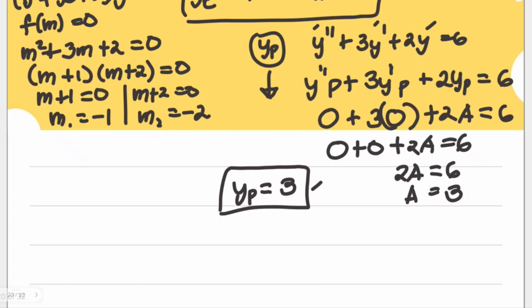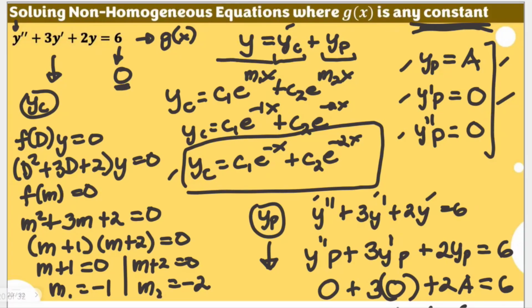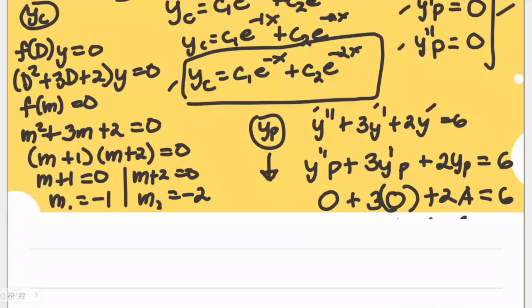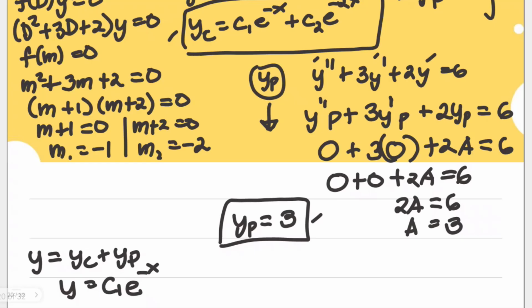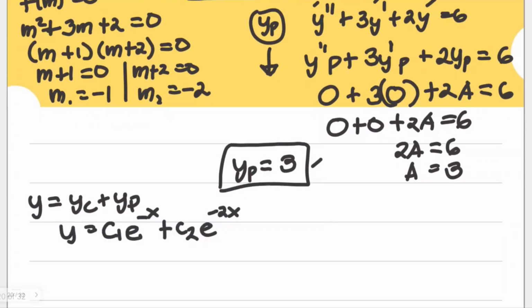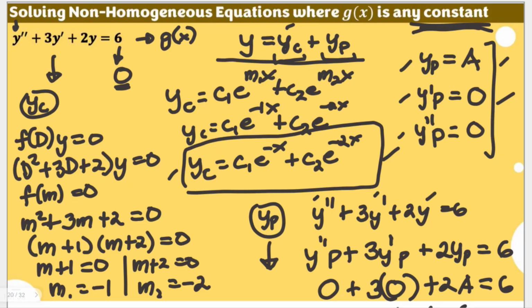So we have y sub p now. Earlier, we solved y sub c. So for our general solution, which is the sum of both, we simply structure them in this manner. Our solution is y is equal to y sub c plus y sub p. Y being y sub c here, c sub 1 e to the power of minus x plus c sub 2 e to the power of minus 2x, plus your y sub p, which is just equal to 3. This is now the solution of the given higher order non-homogeneous equation.